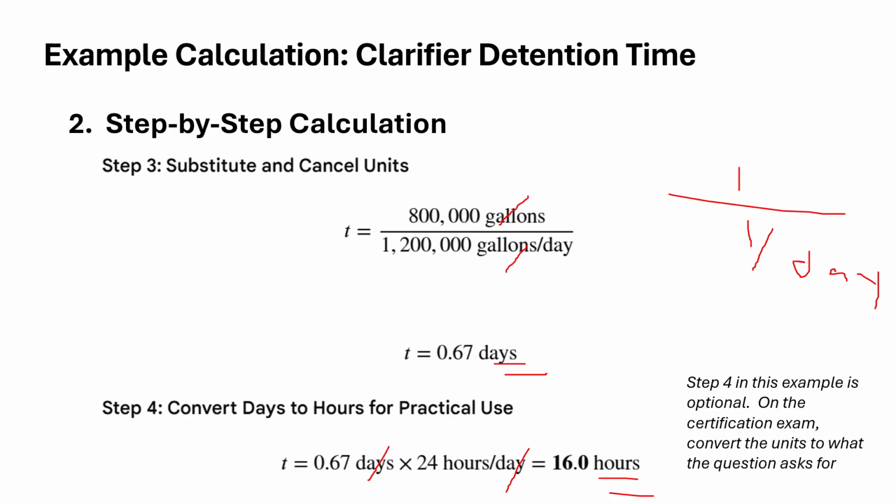Step 4 is optional here because I didn't tell you what units to end up with. But on the exam, it's going to tell you what units just by listing the answers in multiple choice format. You're not going to have to fill in numbers; you'll have multiple choice selections, even for math problems. So make sure you read the question and look at the responses, not necessarily the numerical part, but the units.